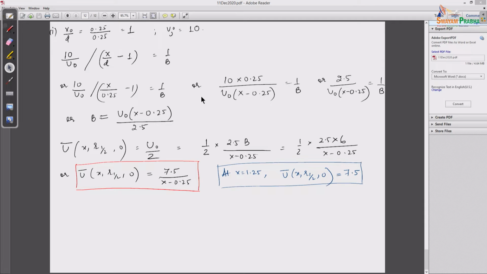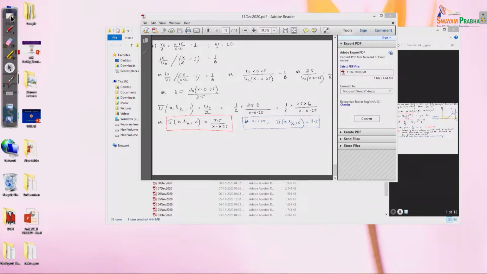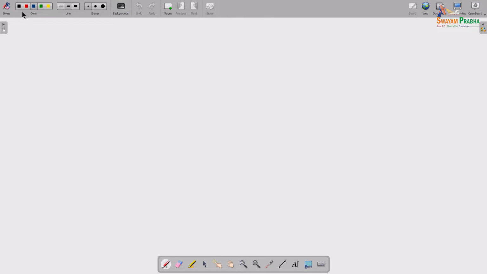So what I will do now is make the calculations for the others, and you can cross check. Hopefully you've done this, and if I make a mistake, be sure to tell me. Okay, so let's go to the second one.